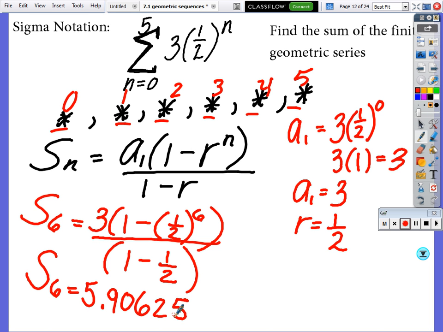Now you'll do 7a and b, because they're the same as this. Just to find a sub 1, plug it in, your first term, or the first n, and that's your first term. The common ratio is what you're multiplying by each time to get from one term to the next.